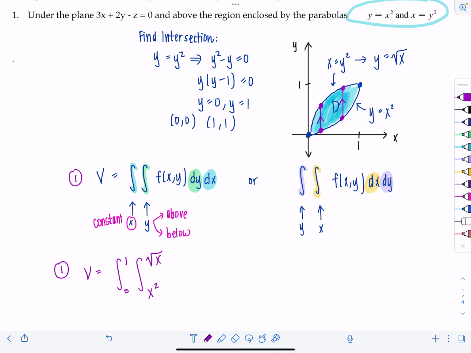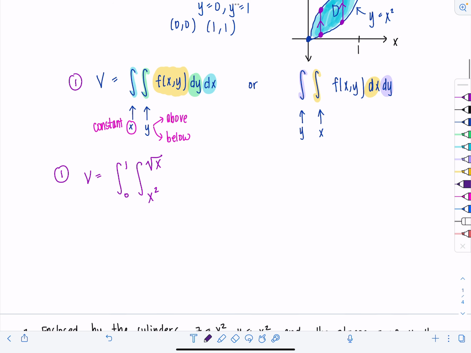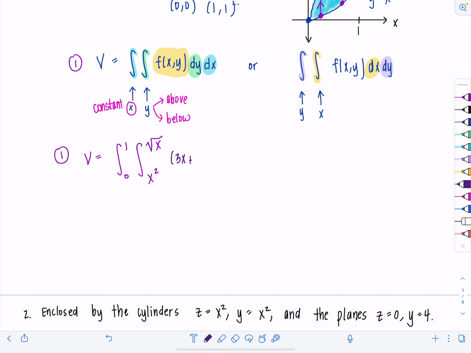Very nice. Now, what is f of xy? Remember, that gives me the height of the solid, and the height is being determined by the plane here. All right, so I need to rearrange the equation of the plane so I have a function of x and y. It's pretty easy. Just move the z over. So we have z equals 3x plus 2y. So that is my f of xy. All right, looks good. So now I'm going to fill that in here. F of xy was 3x plus 2y. And then we have, check your integration order, dy dx.